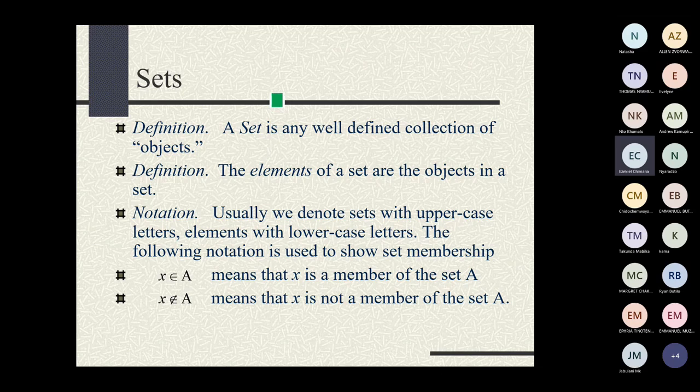For it to be a set, it must be a collection of what? Of objects. This is the keyword: it must be a collection of objects so that it can be what? A set.